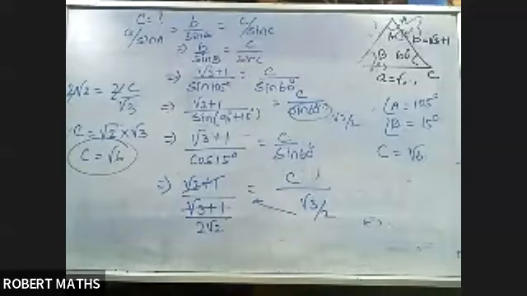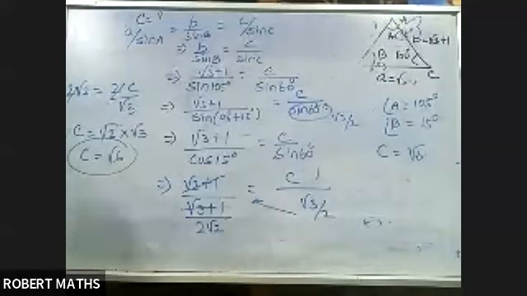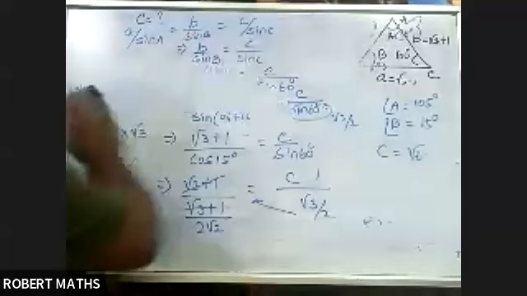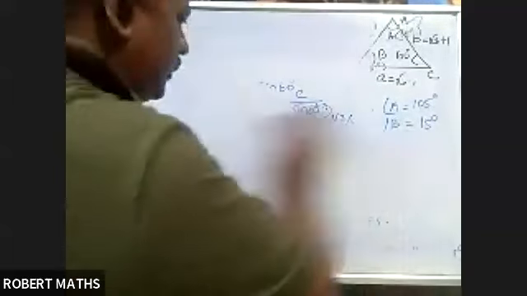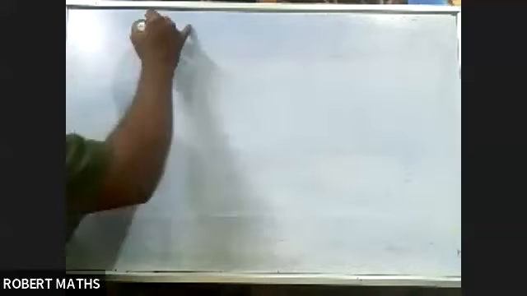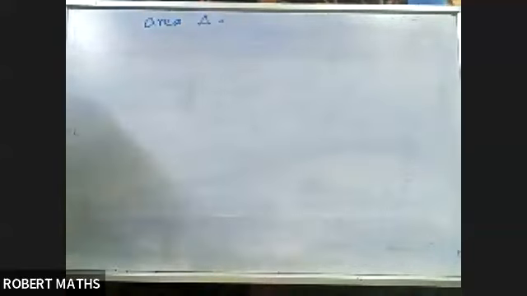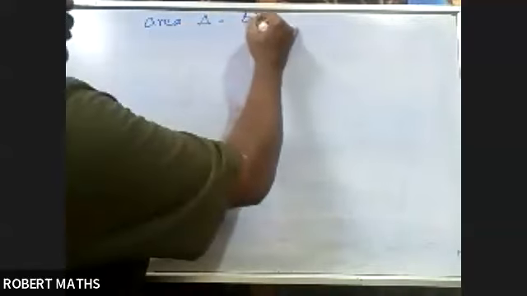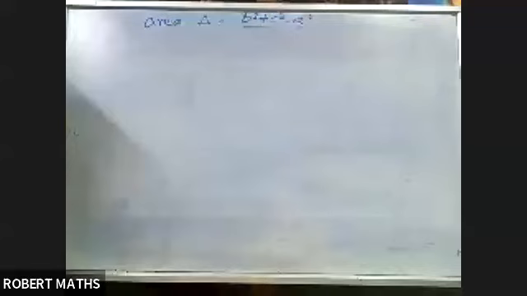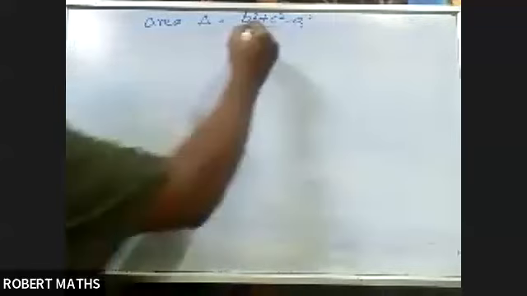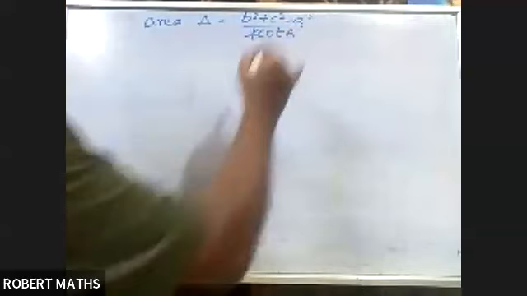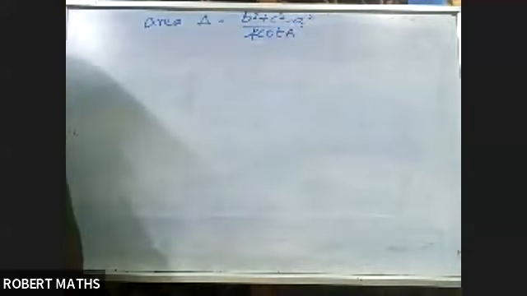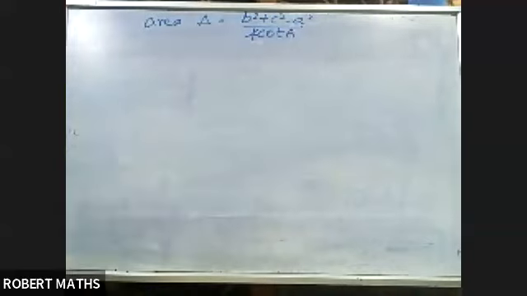Okay, next problem. In any triangle ABC, this is like a theorem, like a derivation, that is why I am taking it up. In any triangle ABC, prove that the area of the triangle, which I called del, is equal to (B square plus C square minus A square) divided by 4 cot A.